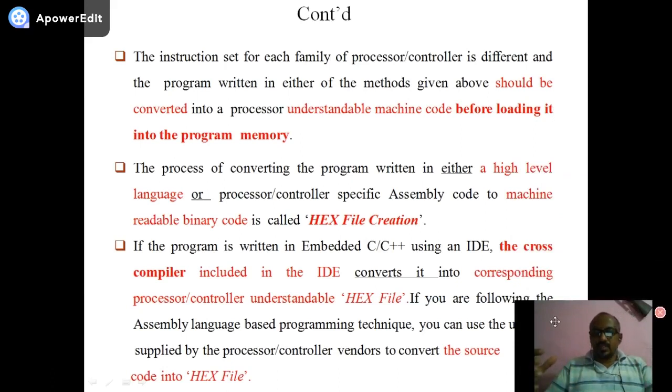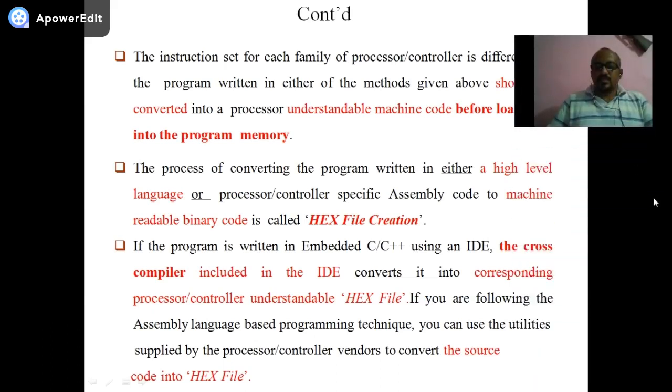We have to understand the machine code before loading it into the program memory, and the process of converting the high-level language program into machine understandable code is called hex file creation. If the program is written in embedded C or C++ using the IDE, cross compilers are used to convert the high-level code into a hex file which the machine can understand.